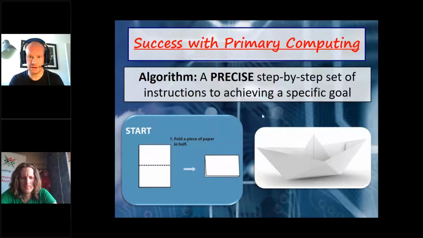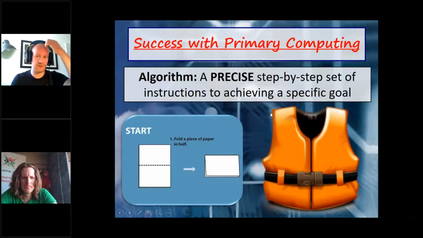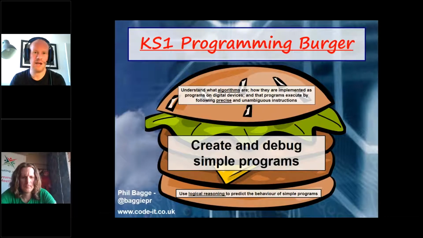So let's just see if I can get this back now to my slides. So yep, we weren't making a boat, we were actually making a life jacket. So if we think about the computer science, the programming, the coding objectives at Key Stage 1, we've got 3 objectives of the 6. Now the top 3, if you look in the national curriculum, have that programming and coding element to them. And as a non-specialist, you can look at that and think, what the heck am I supposed to be doing here?